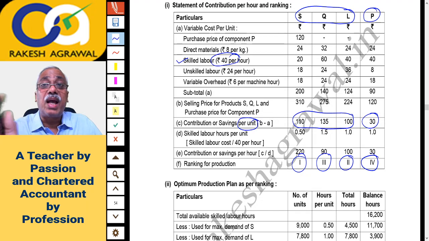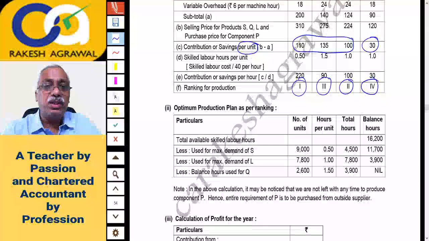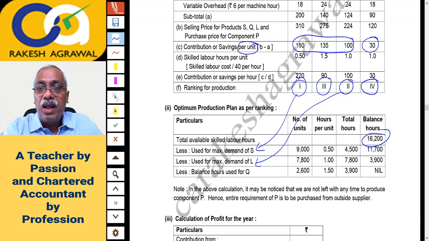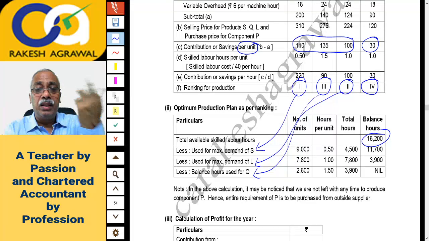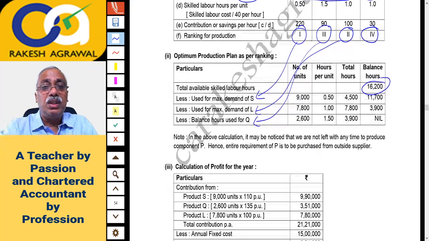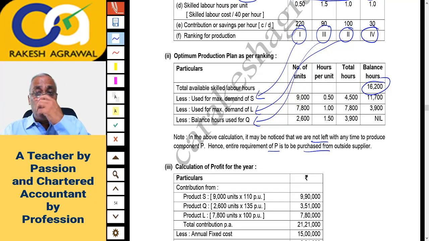It means if time is left then, and this is the optimum production plan. In 16,200 hours we first manufactured S, first rank, then we manufactured second rank L, and I think time is short, so Q you have manufactured only in remaining time, and there is no time left for component P, so P will not be manufactured. So in the above calculation, it may be noticed that we are not left with any time to produce component P, hence entire requirement of P has to be purchased from outside. Though from outside purchase you are paying 30 rupees extra, if that time is used for other products, you can earn more than 30 rupees per hour.